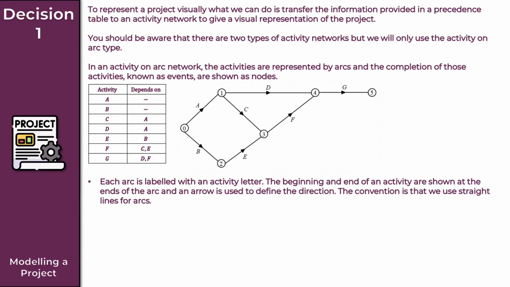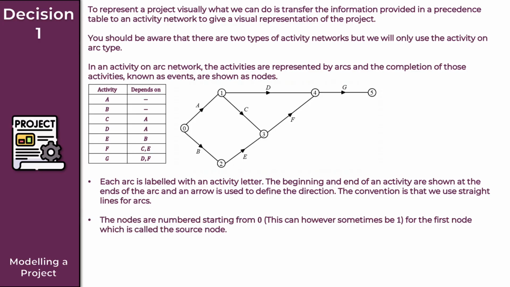So each arc then is labeled with an activity letter. As we can see here, activity A, activity B, activity C, activity D, so on and so on. The beginning and end of an activity are shown at the ends of the arc. So this here then is the beginning of the activity, so the beginning of activity A, and this here then is the end of activity A, okay? And the arrow here is used to define the direction, as we can see here then on our network. And the convention is that we use straight lines for arcs, okay?